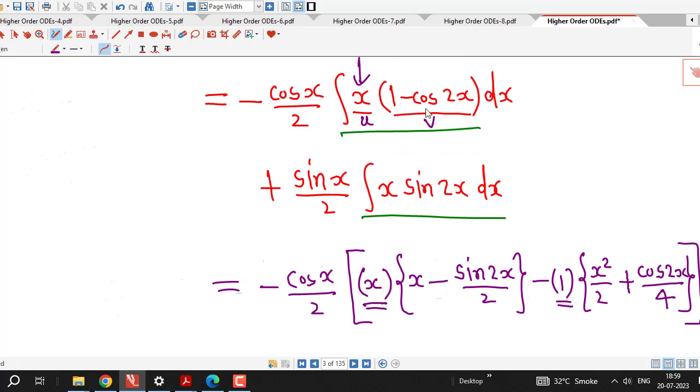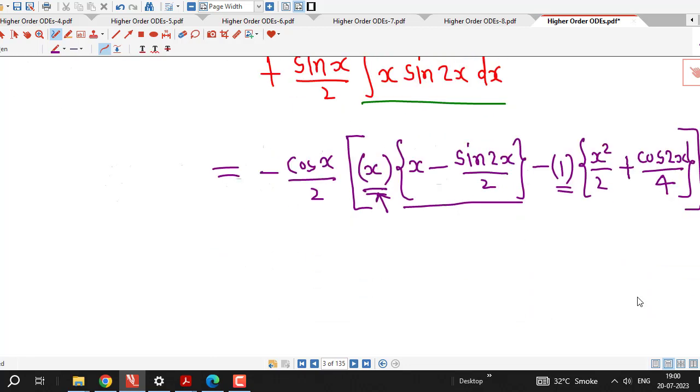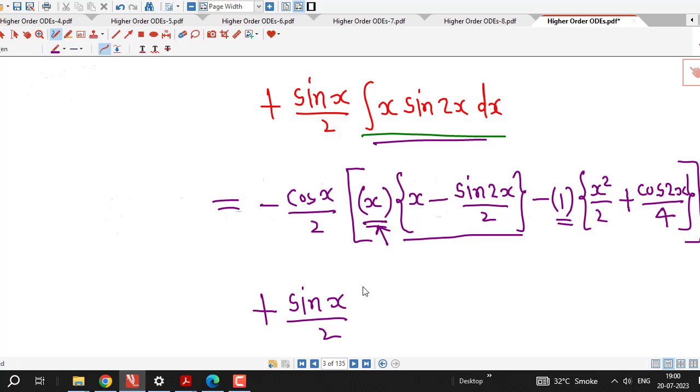x as it is, integral of 1 minus cos 2x is x minus sin 2x by 2, minus derivative of x is 1, and integral of this bracket, integral of x is x square by 2, integral of sin 2x is minus cos 2x by 2, so negative negative positive, and we have 4 in the denominator. Similarly we write down integration by parts. We apply integration by parts in this integral also.